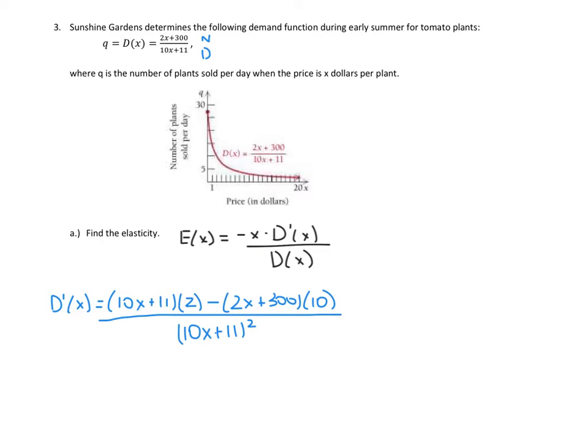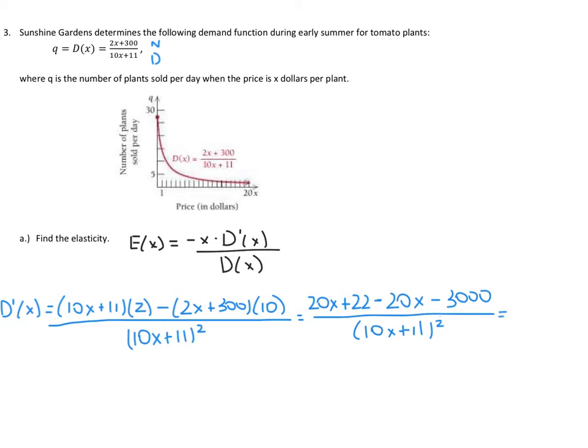So now we need to simplify this. We're going to multiply the numerator out, so we have 20x + 22 - 20x - 3,000, all divided by (10x + 11) quantity squared. When we combine like terms in the numerator and simplify, the 20x and the minus 20x drop out. So we have 22 minus 3,000, which is going to give us a negative 2,978 divided by our (10x + 11) quantity squared.